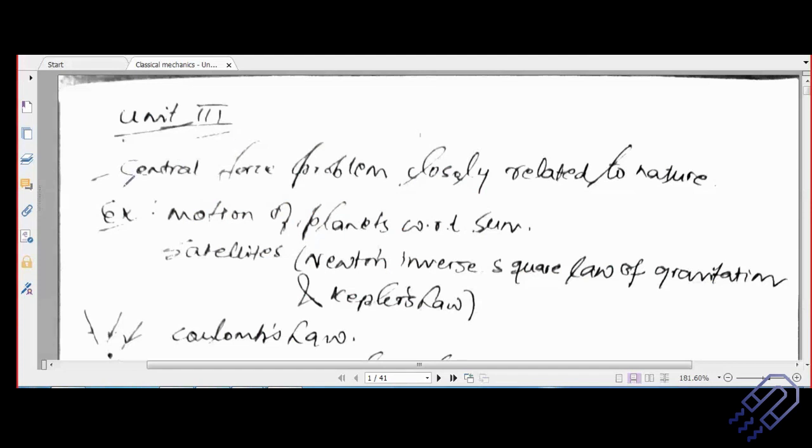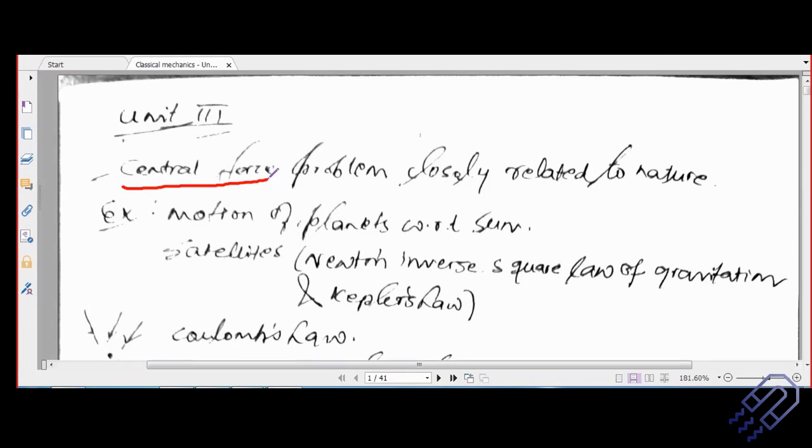This is actually something which deals with the central force. So this is something which we are going to do now. Whenever we are talking about something related to Newton's law, or Coulomb's law, we are more or less concerned about the distance.